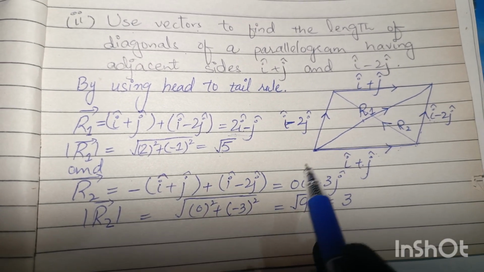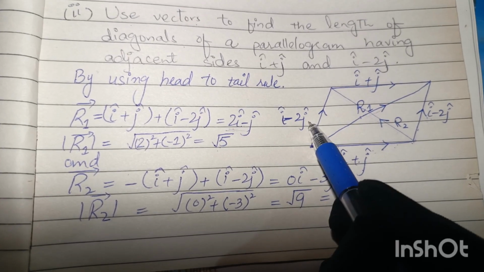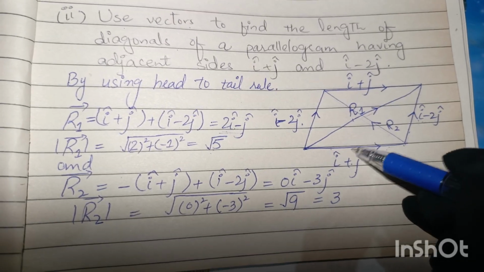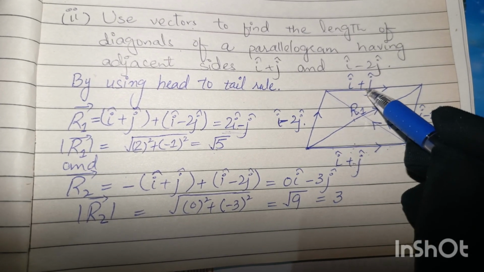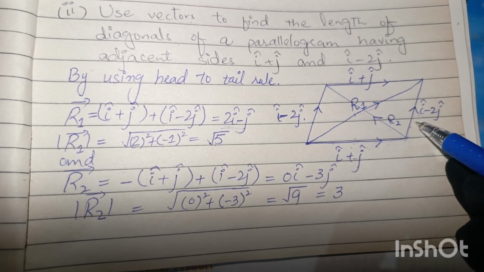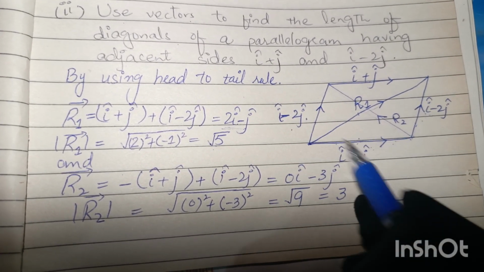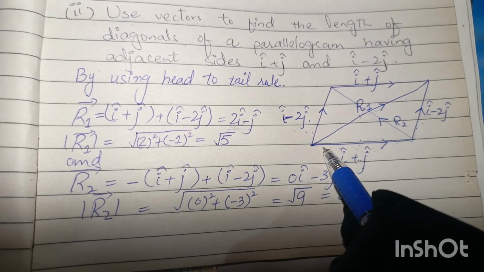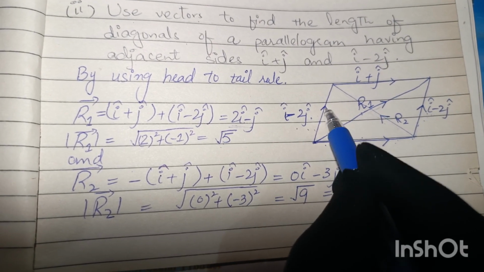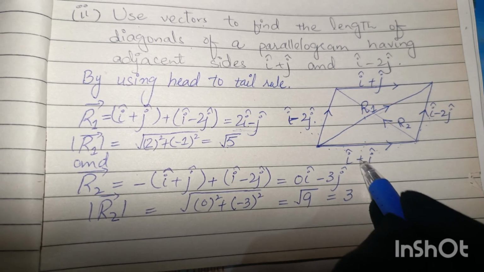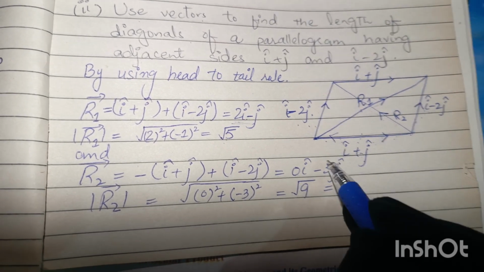And similarly, for the next diagonal r2 we have to consider these two vectors, since you all know that in a parallelogram opposite sides are equal and parallel. So if this is i plus j, this must be equal to i plus j. If this is i minus 2j, this should be i minus 2j. So for r2 we have to add these two vectors by the head to tail rule. If this is a resultant vector, the direction of this vector is fine, but the direction of this vector is not fine. It means the direction of this vector will be this side.